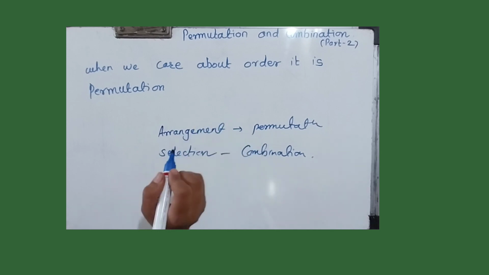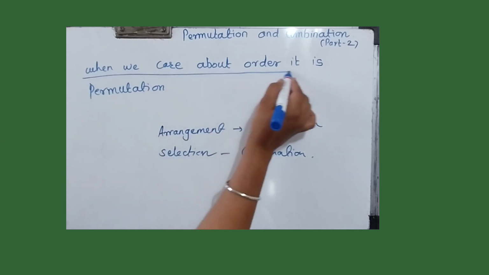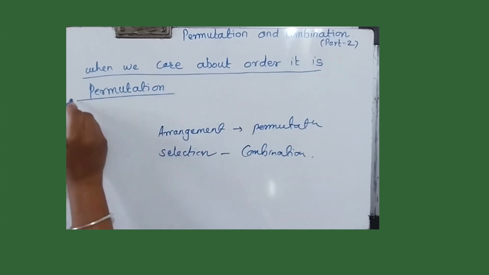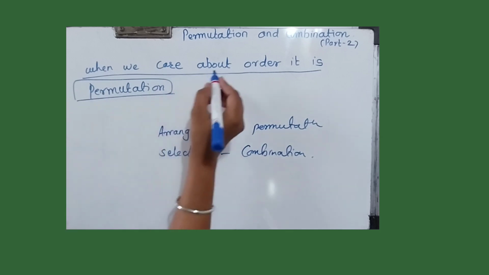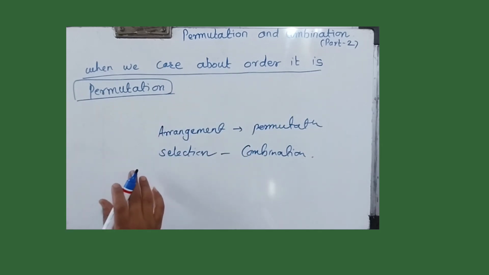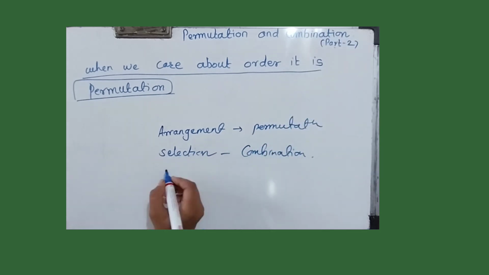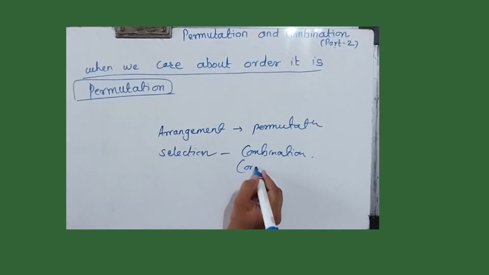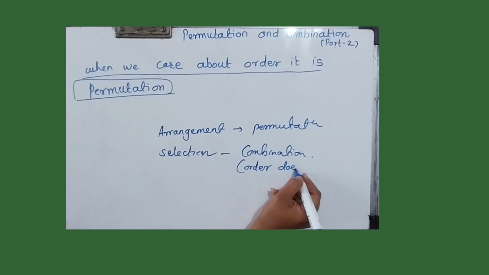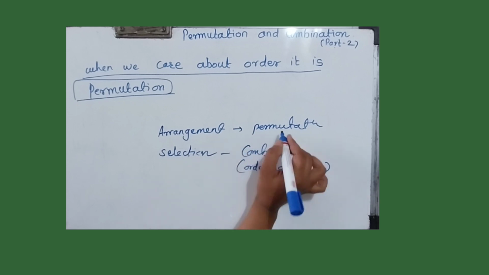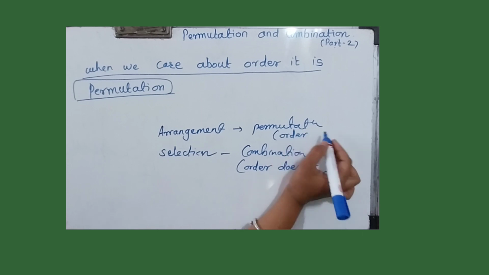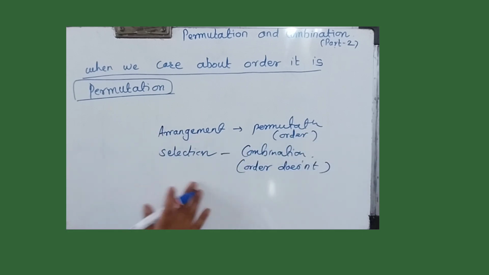And one more clue is, when we care about the order, it is always a permutation. When the order doesn't matter, that is combination. Here order matters. Whenever we start combination, I will again tell you how to identify it.